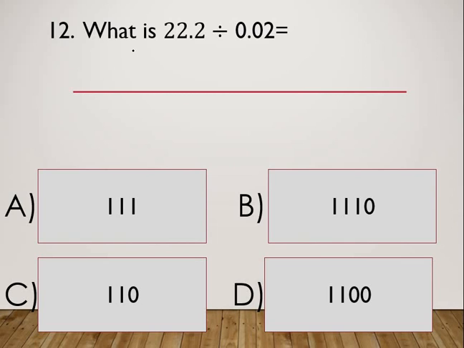All right, number 12. What is 22.2 divided by 0.02? This is a very nice question, pretty easy question as well. Now, focus on the denominator. It's not a whole number. So how can we make it a whole number?